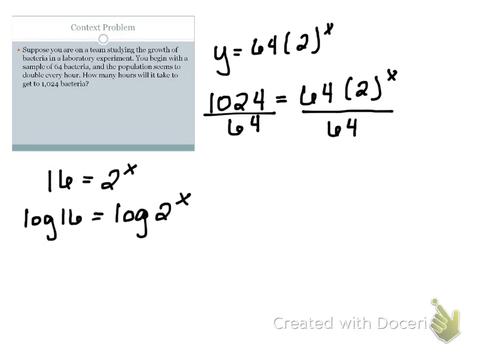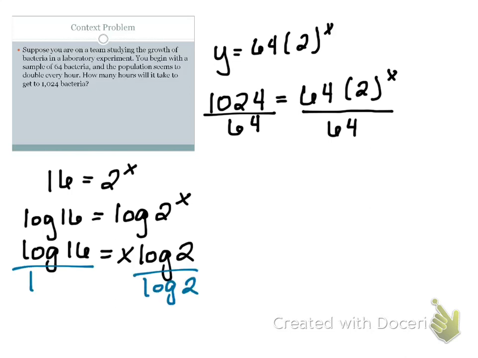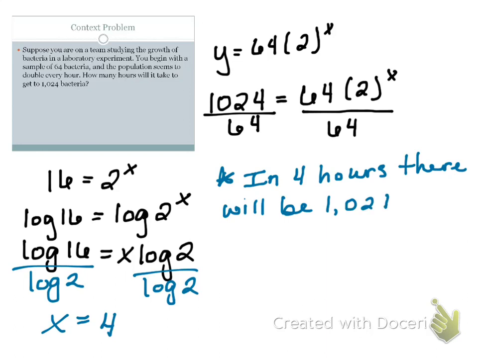Now we can log both sides, so we got log of 16 equals log of 2 to the x. So we can then move that x down using our properties. Log of 16 equals x times log of 2. Then we'll divide by log of 2. And so x equals 4. Now, the way you can always check your answer to make sure you're right is plugging it back into the original equation where we get 64 times 2 to the x. When you do that, you should get 1,024.